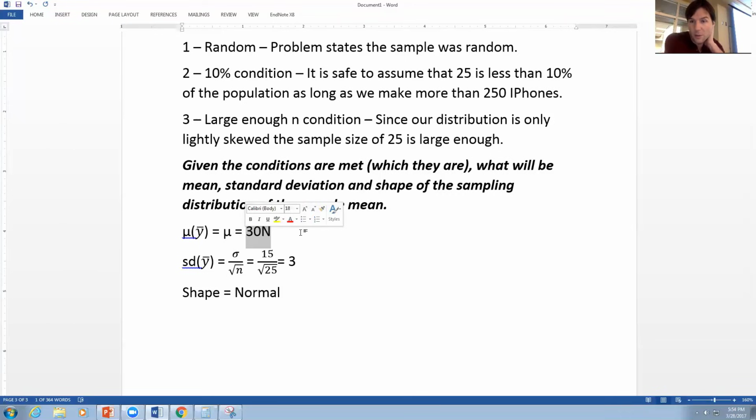So the shape is still normal. This is due to the large enough condition, yes. And it wasn't normal to begin with. It was lightly skewed. The large enough condition states that if it's normal, it'll be normal. When we increase n, it'll just get tighter. If it's lightly skewed, like I'm trying to show a histogram being lightly skewed, then the sample size needs to be 25 or greater for it to be normal. And if it's heavily skewed, then it needs to be around 100.